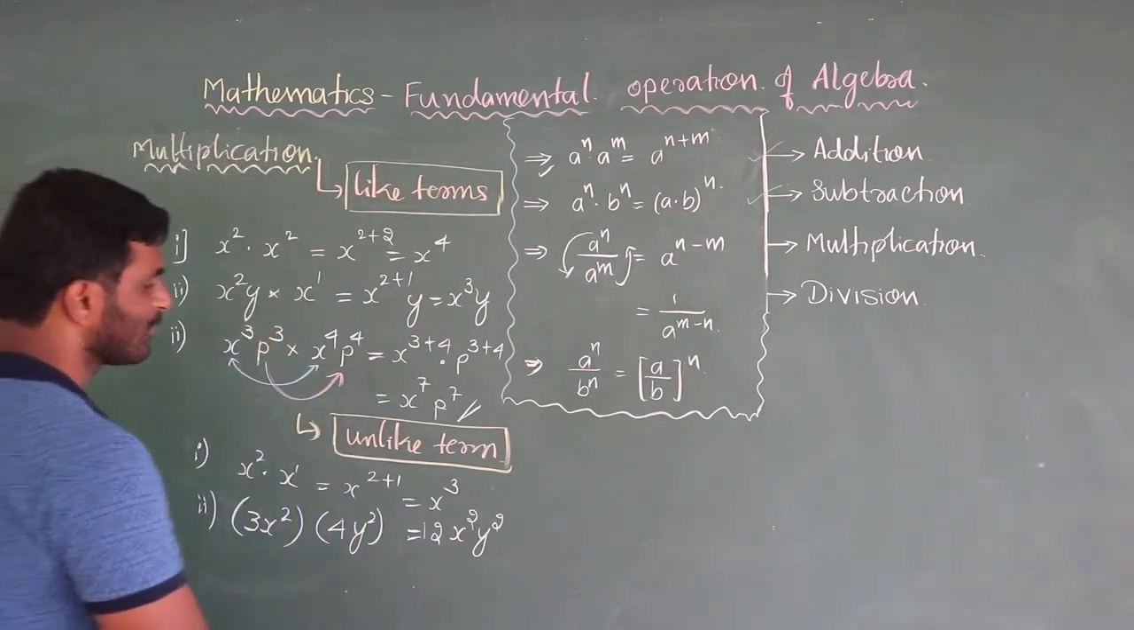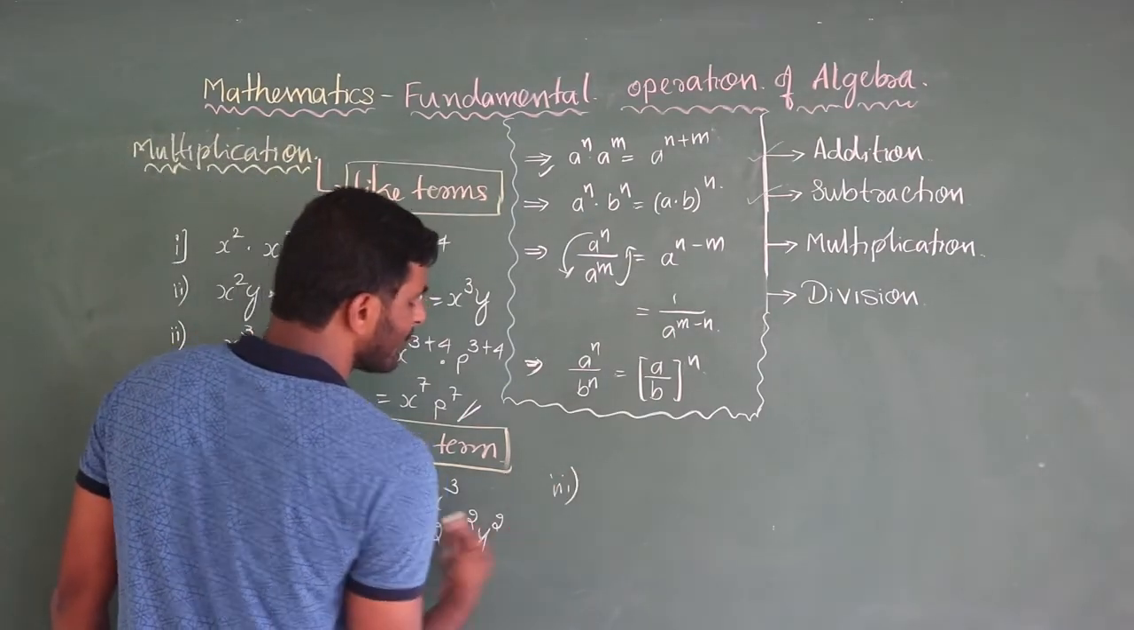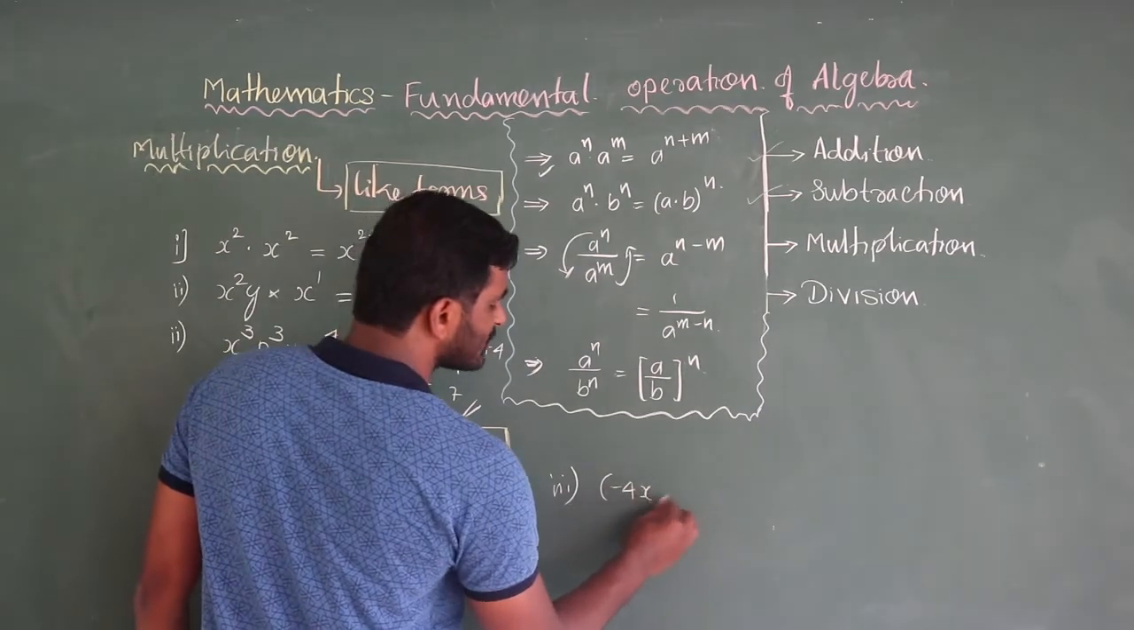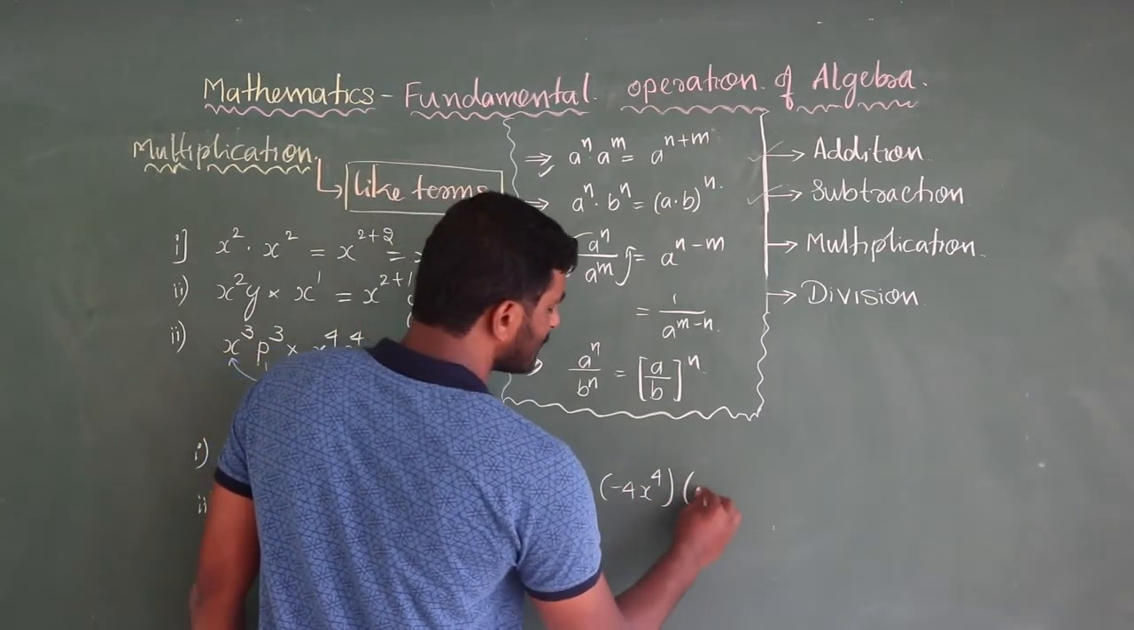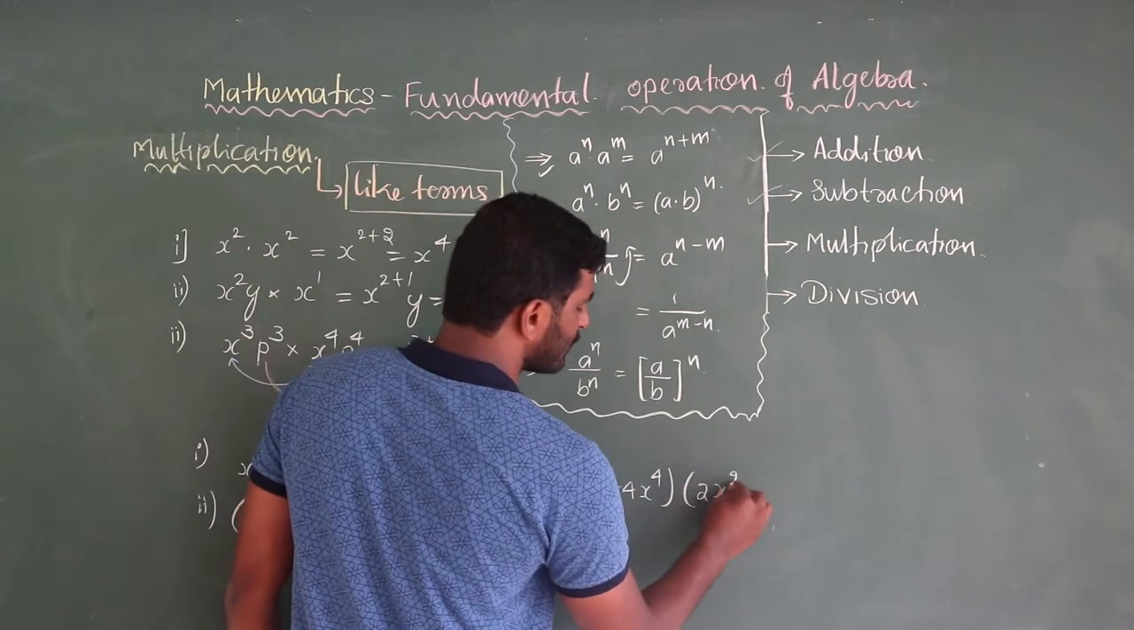Let us take one more example, the third one. There is minus 4x to the power of 4 into 2x to the power of 2.